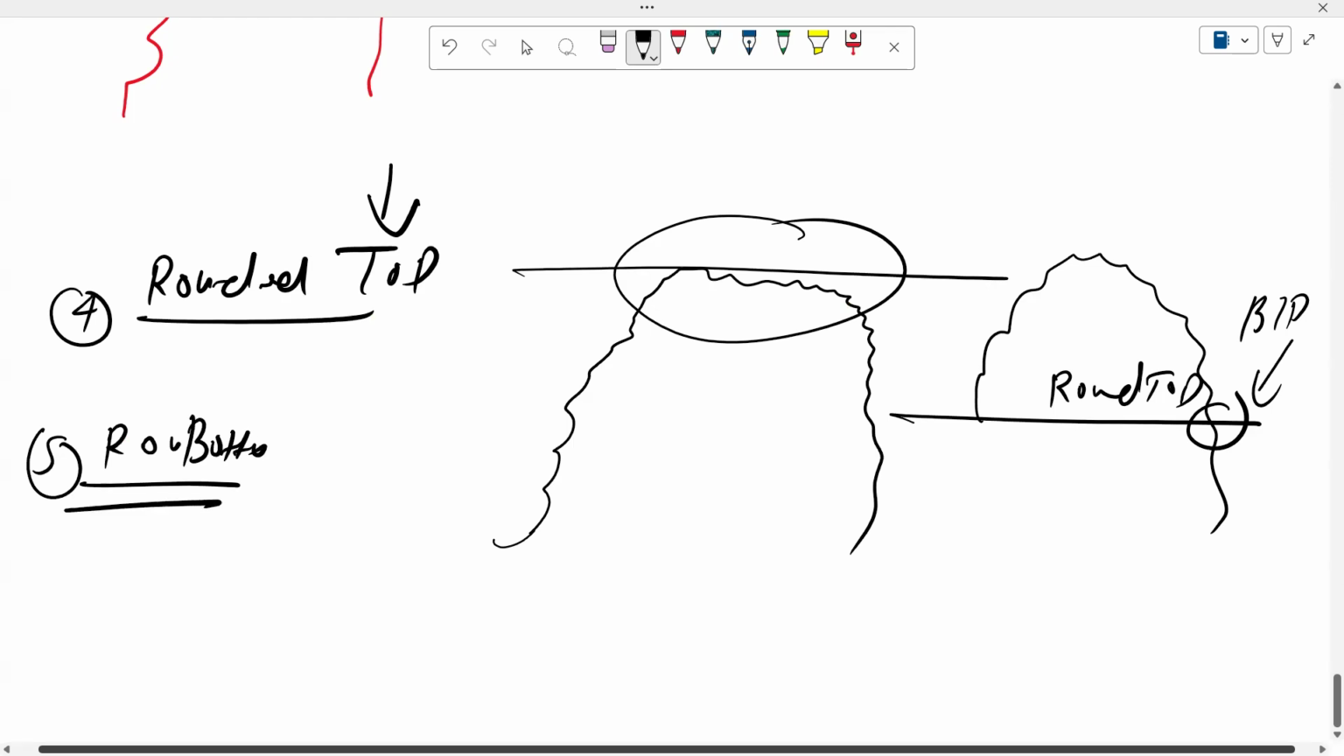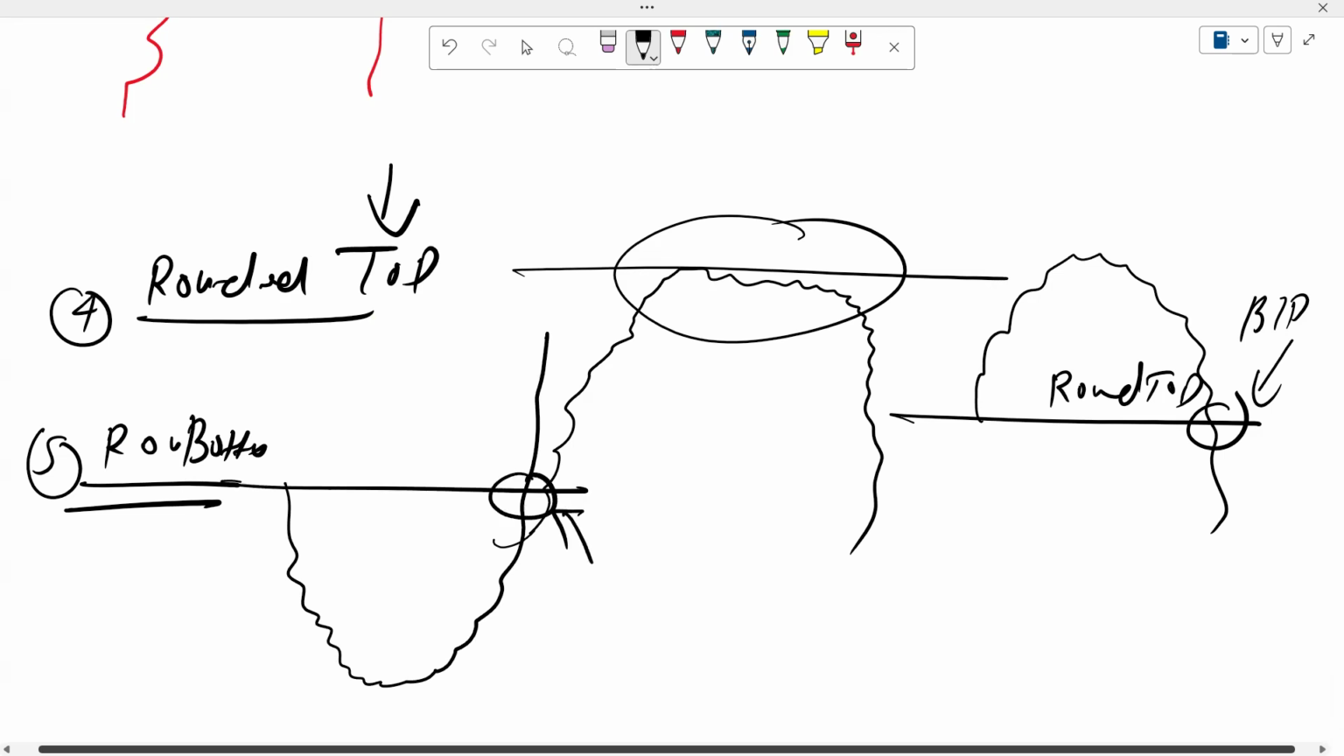What will happen in the rounded bottom? It is going down and down, and suddenly it comes out. So this is your breakout area. This is your rounded bottom.